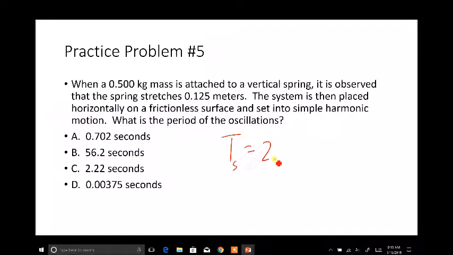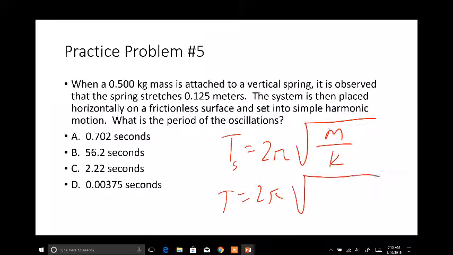Remember that when we have a mass on a spring, the period is 2 pi times the square root of m, which is mass, over k, the spring constant. So T equals 2 pi times the square root of the mass, which is 0.5 kilograms, over the spring constant, and we just found in practice problem 4 that the spring constant for this particular spring was 40 newtons per meter. So if we do the math on this one, we end up with 0.702 seconds as the period.